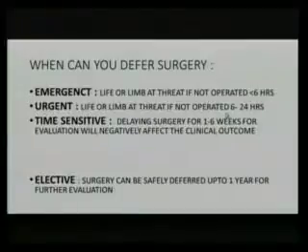If the patient doesn't fall into any of these categories, this is when you say that the patient is scheduled for an elective surgery. Elective surgery is a surgery that can be safely deferred for up to 1 year for further cardiac evaluation and management if something's found.